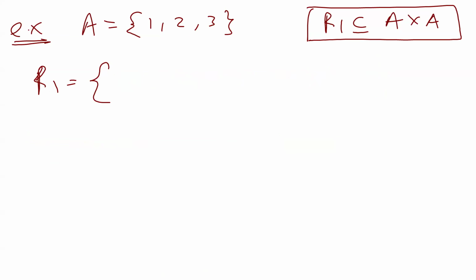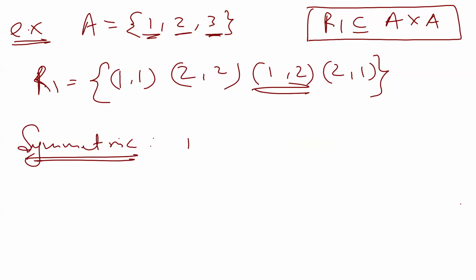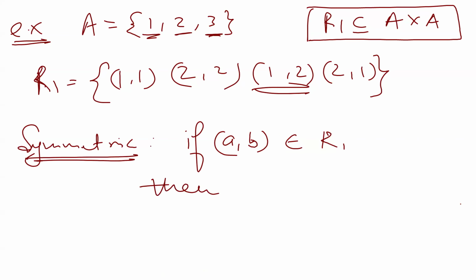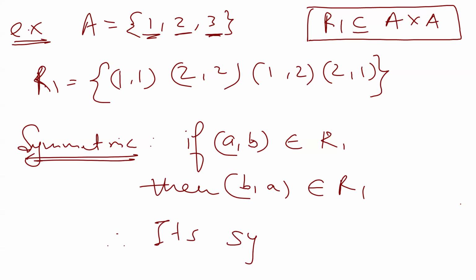So what are we going to write? If A comma B belongs to R1, then B comma A also belongs to R1. Okay. Therefore it's symmetric.